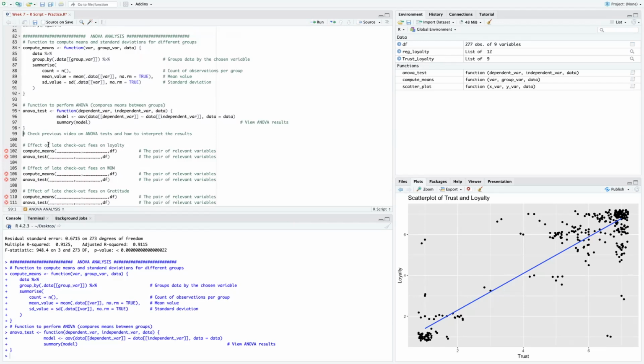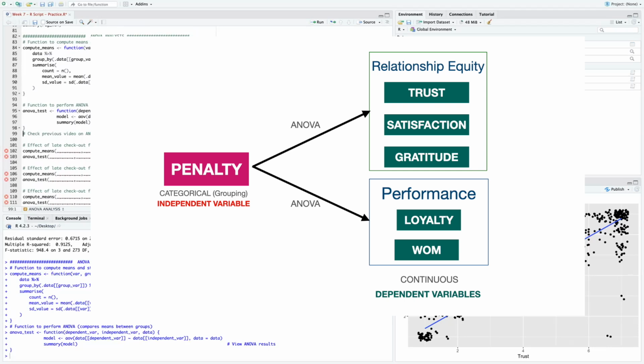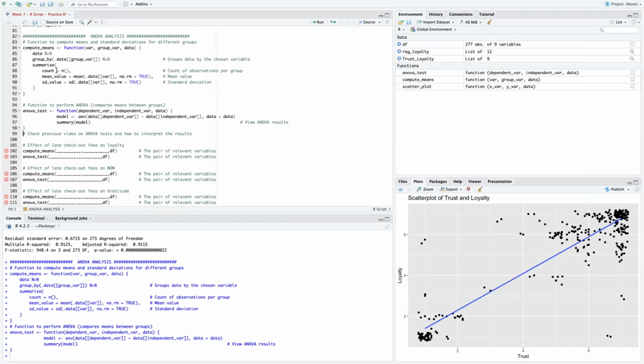Now let's start with this one. We want to check the effect of penalty on loyalty. If you look at the research model, penalty is the grouping variable and loyalty is the continuous variable. Based on how we defined the function to compute the mean, in the first place, we need the dependent variable, which is loyalty. And in the second place, we need the grouping variable, which is penalty, right?